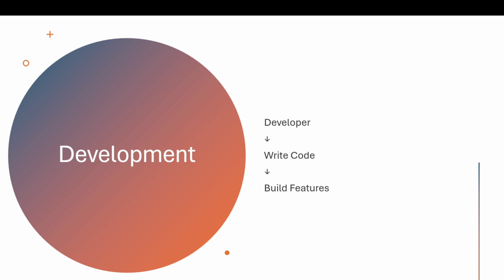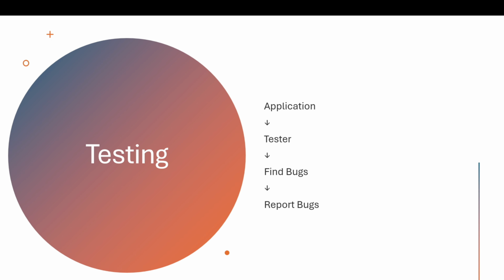Here, developers will write the code, building the features. Developers write the code based on the approved design, using languages like Java, C#, Python, and JavaScript. Once the development is done, we can move on to the testing.